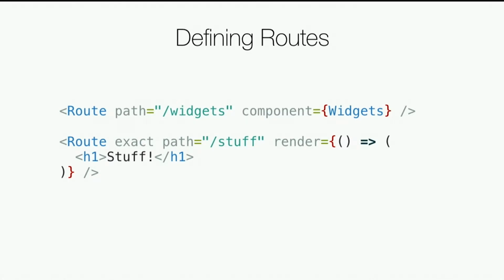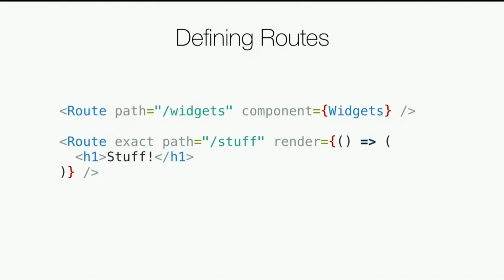So there's a couple extra things in there. Number one is the word exact. What exact means is it has to exactly match the path. For instance, if I had, for that first one, /widgets/1234 or whatever, that would still match /widgets because the first part of it matches. If I wanted it to only match if it was exactly /widgets, then I would add the exact word in there as well. So for the second one, we are exactly matching the path of stuff, meaning there can't be anything else after that, or it won't match.